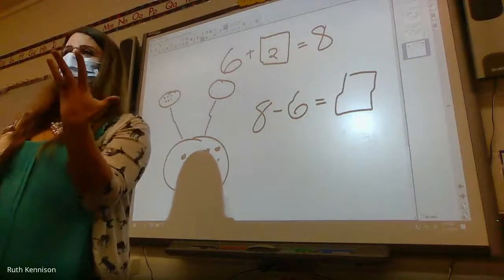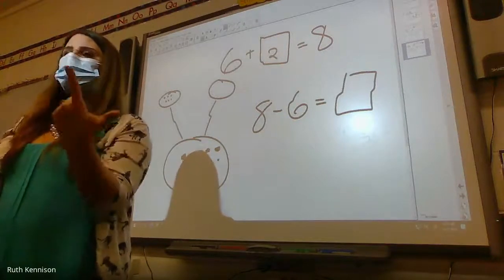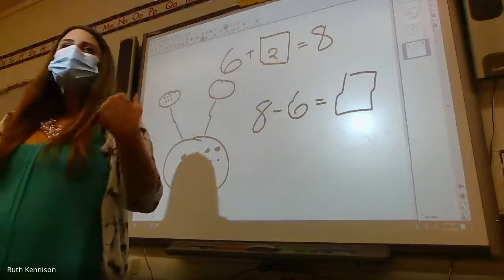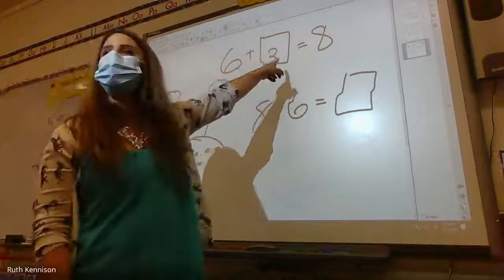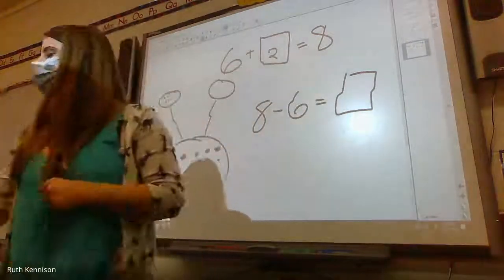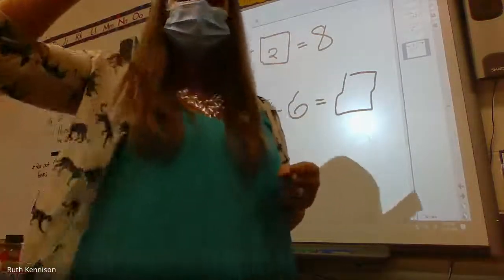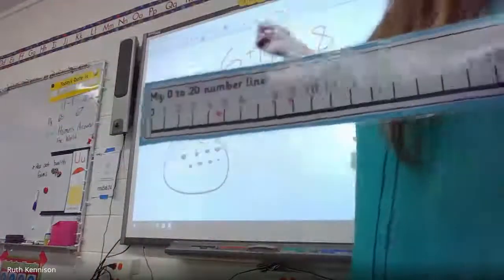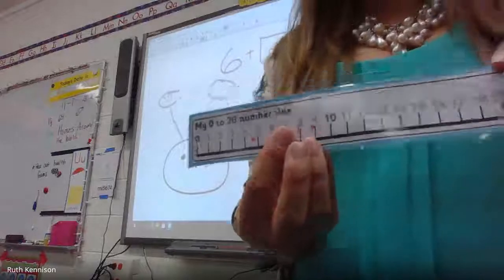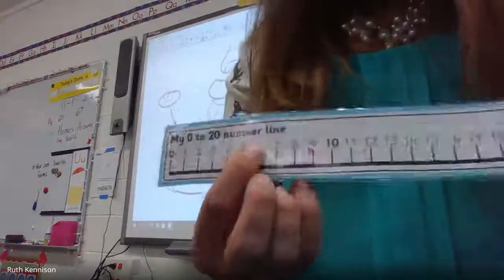7, 6, 5, 4, 3, 2. What did you land on? 2. Was it the same as here? Yes, so we know it should be right. We could do it on our number line also. If we're doing our addition, we say how many hops does it take us to get to 8, right? We start at 6.